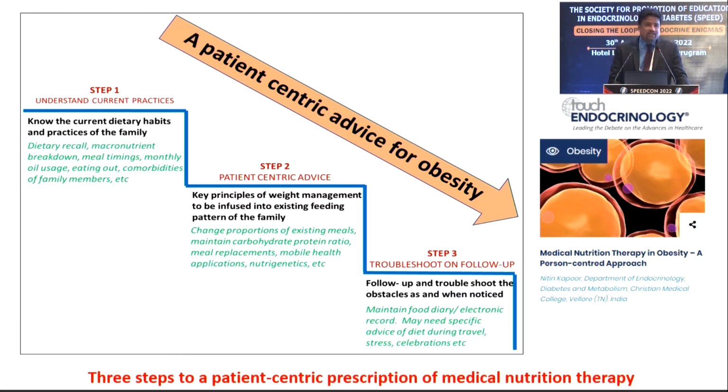Talking about step 2, which is giving patient-centric advice, the key principle that is very sustainable is not to try and give a new diet prescription, but to change the proportions of what is already made at home. If the patient says dal and rice is the usual lunch, why not reduce the proportion of rice to half? Why not increase the dal 3 times or 4 times? So that it's not a special food cooked for that particular patient, but it is changed in proportions, trying to make sure the carbohydrate-protein ratio is matched. I'll talk about meal replacements in a while.